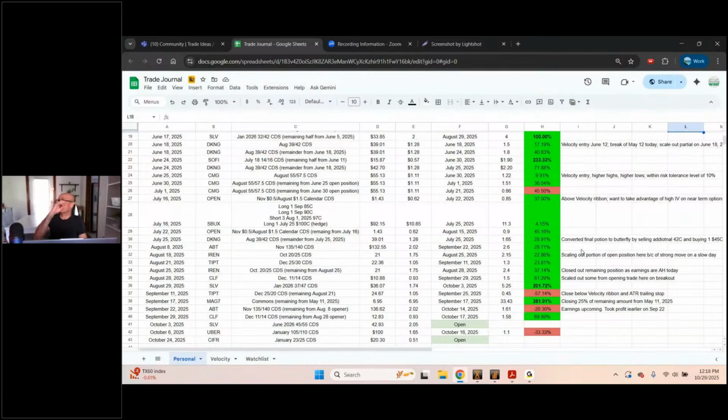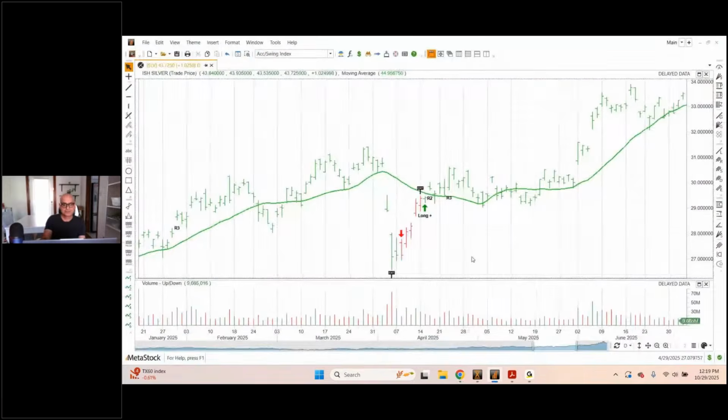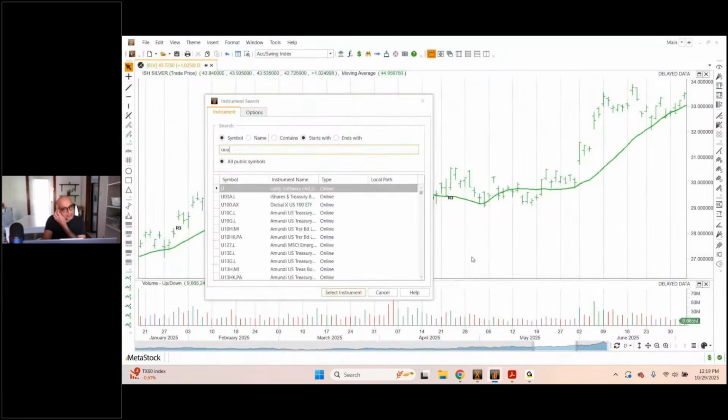I have options that are going out to 2027, and I'm thinking of rolling those out a little further to 2028. 2027 options on UUUU. If I take you to the chart, and we'll talk about this in detail.